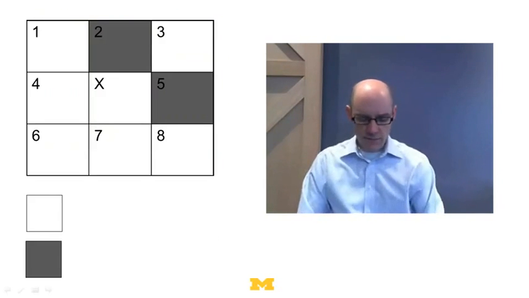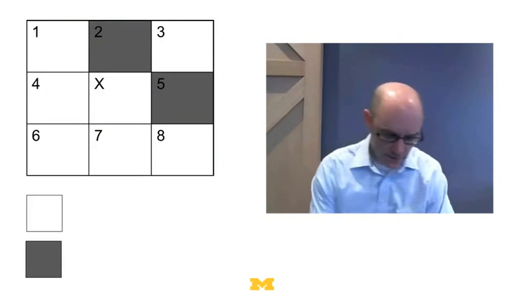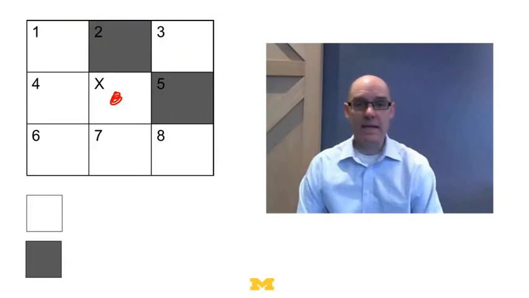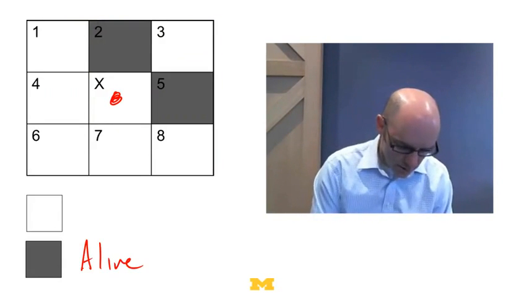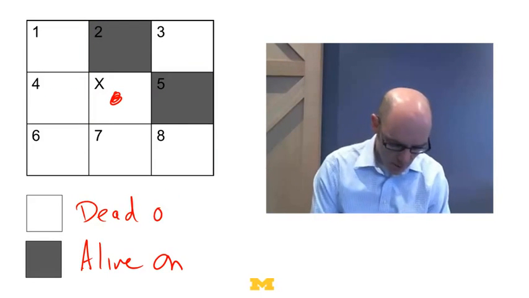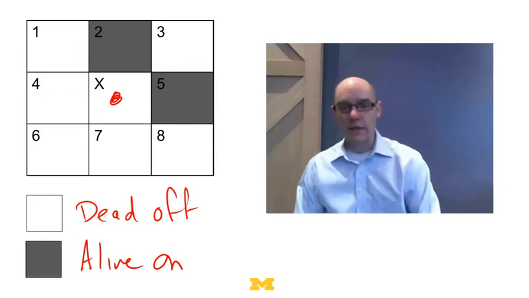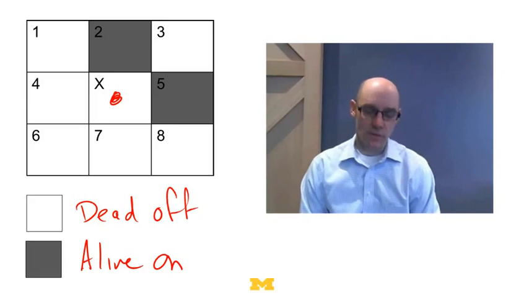So the game of life works a lot like Schelling's model. Each cell, right, like this cell right here, has 8 neighbors. And cells can be either alive, which we'll color dark, or dead, or alternatively on or off. And so on is going to be dark, off will be light. Now, the rules of the game of life are fairly straightforward.